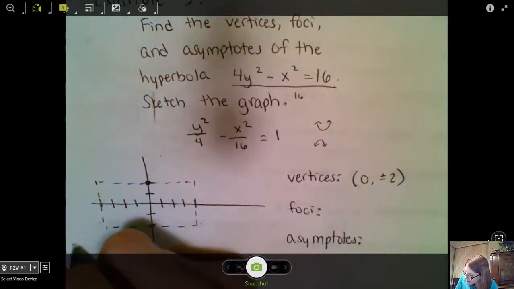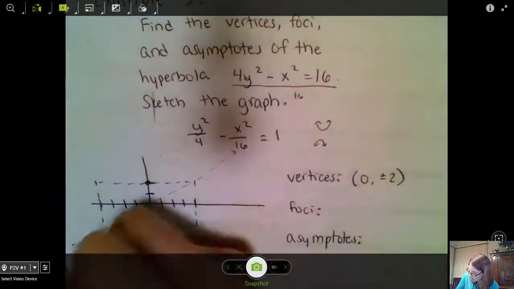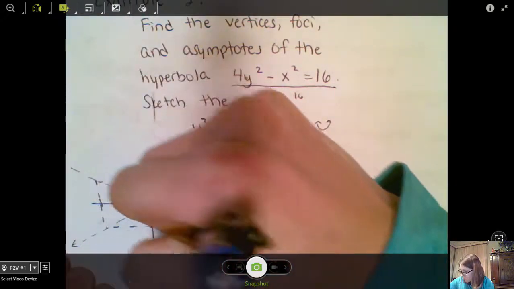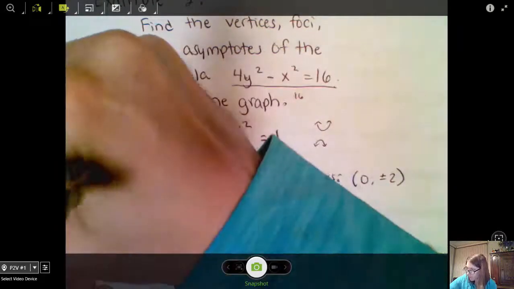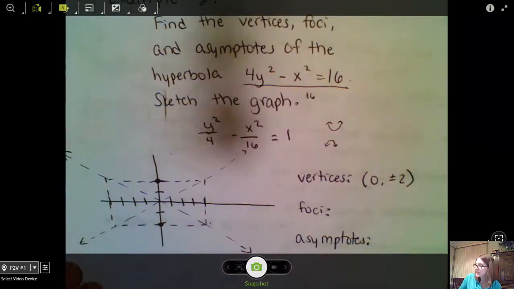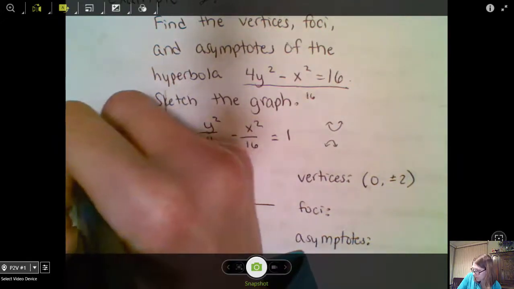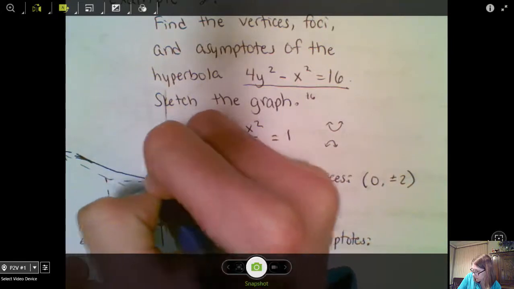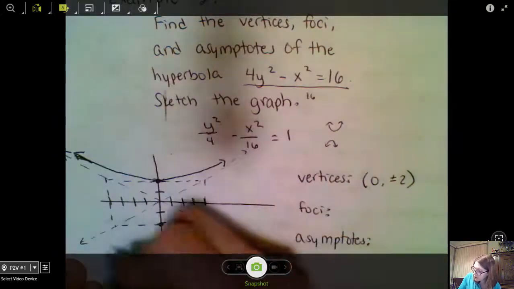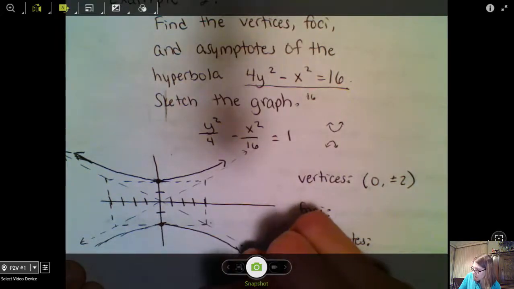Well, these diagonals form the asymptotes for my hyperbola. Really, once I know where those asymptotes are, we can make that sketch because we know our vertices. And we know our hyperbola is not going to cross those asymptotes. So our hyperbola itself is going to do something kind of like this.